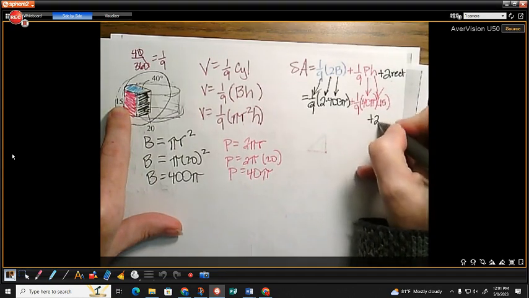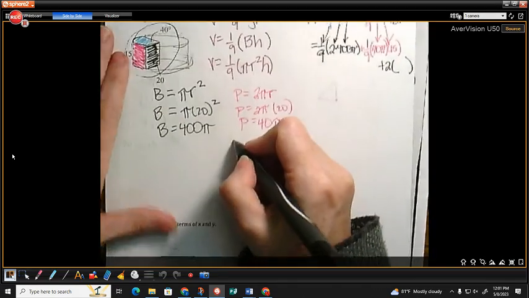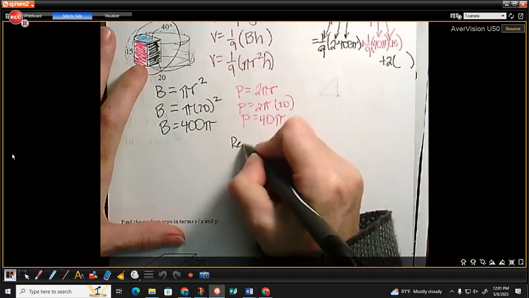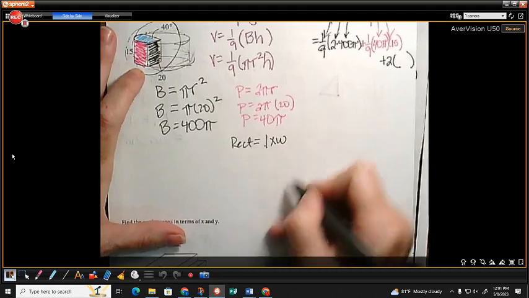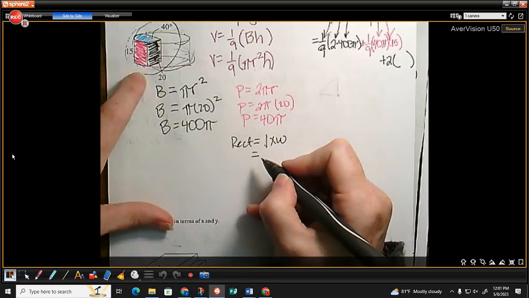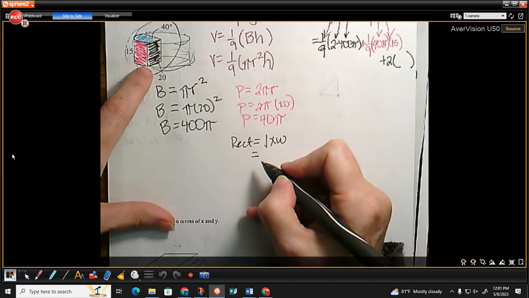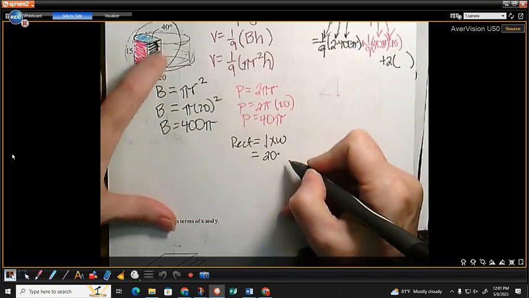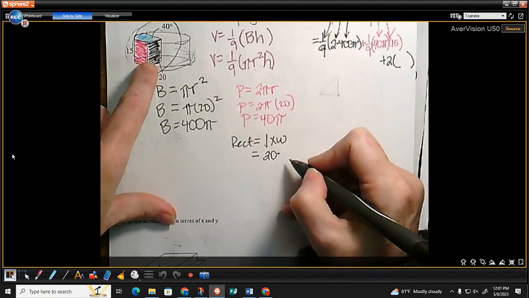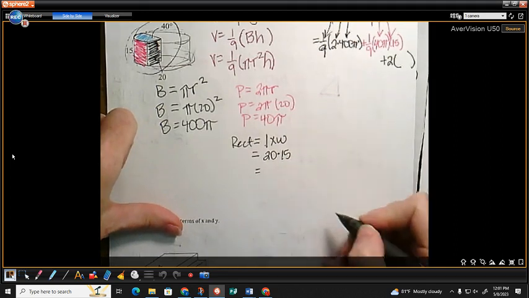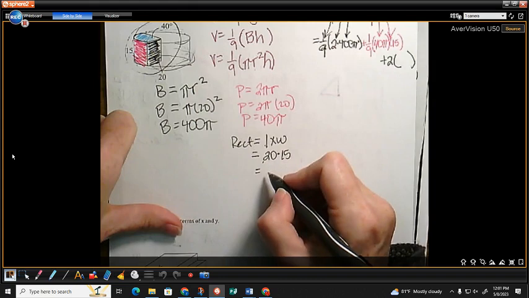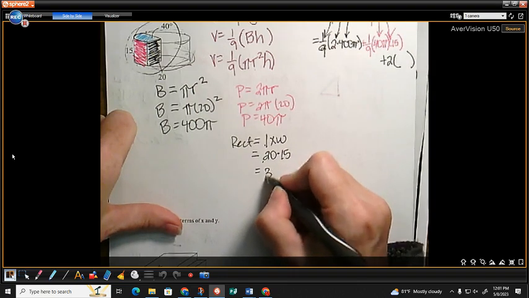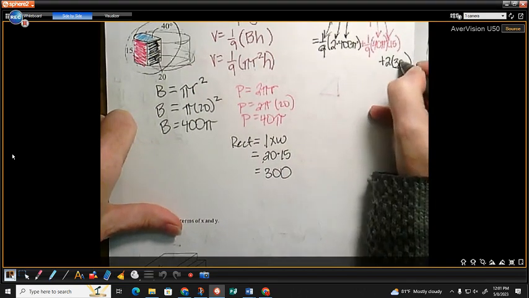And then I need two rectangles. How do I get the rectangles? Length times width. So what is the length of my rectangle? It is 20. What is the width of my rectangle? 15. Which comes out to be what, 300? That sounds about right. 15 times 2 is 30 plus another 0. Yes. So I can put my rectangles in there.